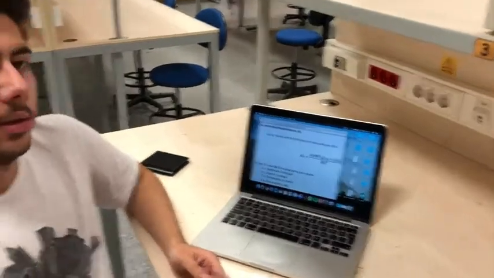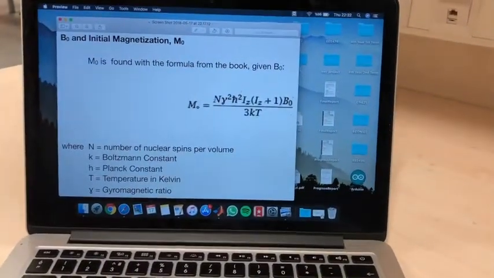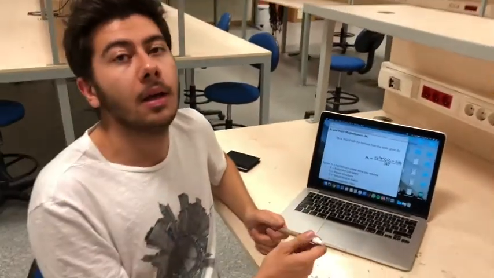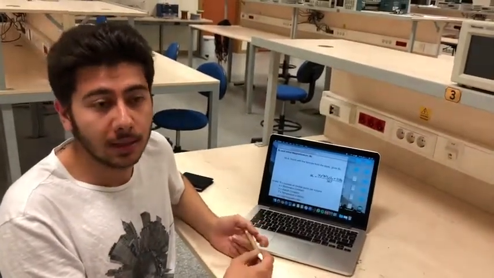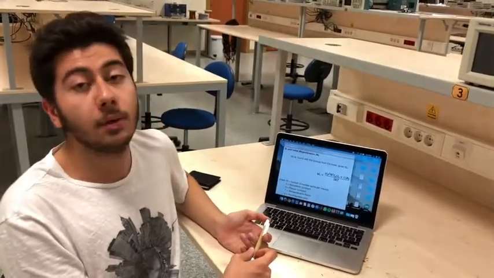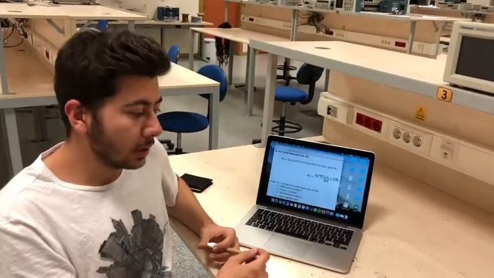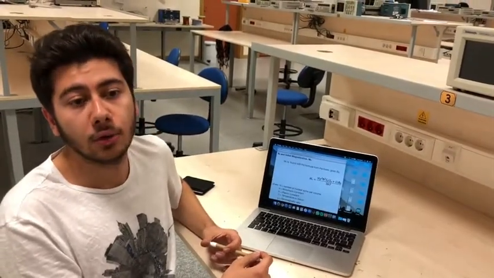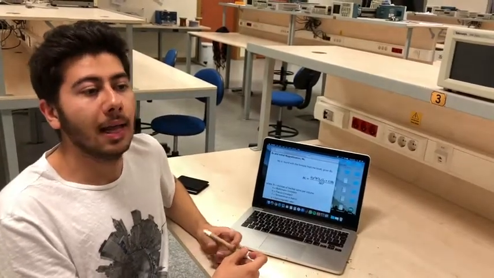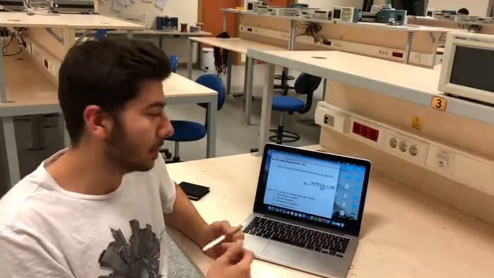As you can see, the relationship between B0 and M0 is pretty linear. And for B1, B1 is applied in the transverse plane, so the strength and duration of B1 determines the excitation angle. In order to examine the effects of T1 and T2 relaxation times, I had to simulate the Bloch equation. And in order to simulate the Bloch equation, I did some coding in MATLAB.